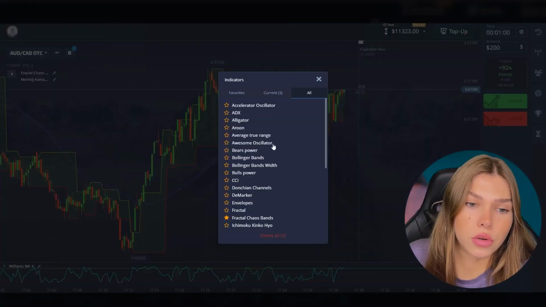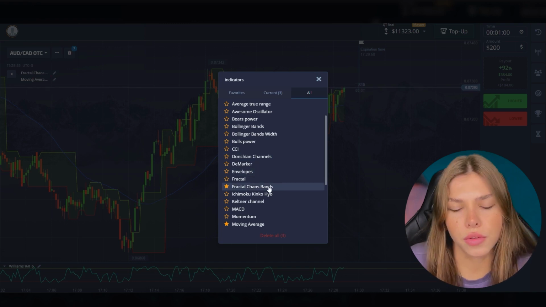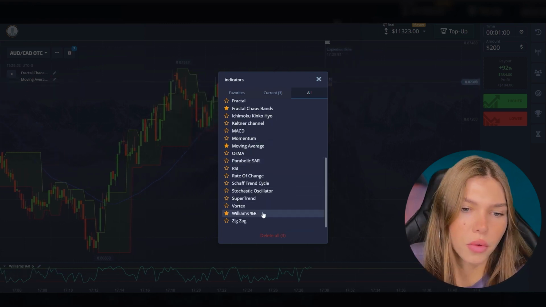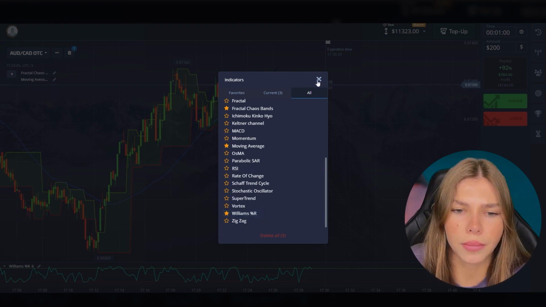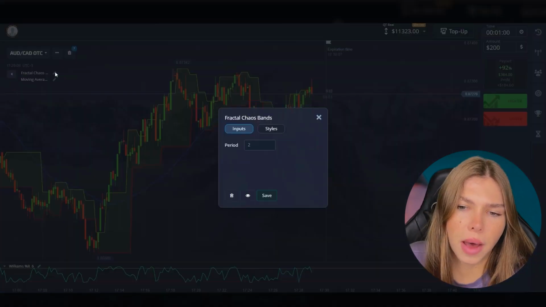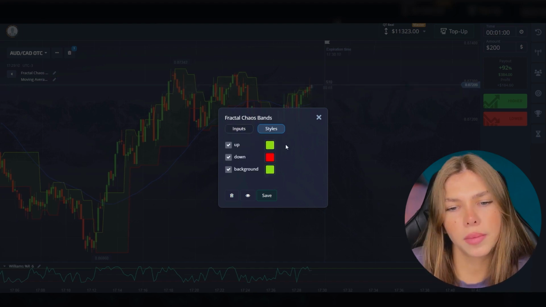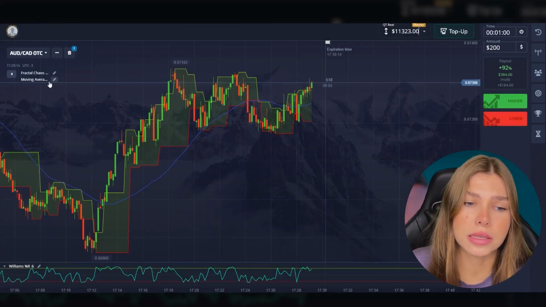Let's get to it. We only need 3 tools for this strategy, namely Fractal, Moving Average, and Williams %R. So let's move on to setting them up. For Fractal, we put period 2 in style. You can change the color, but I did not change the color because this color suits me.